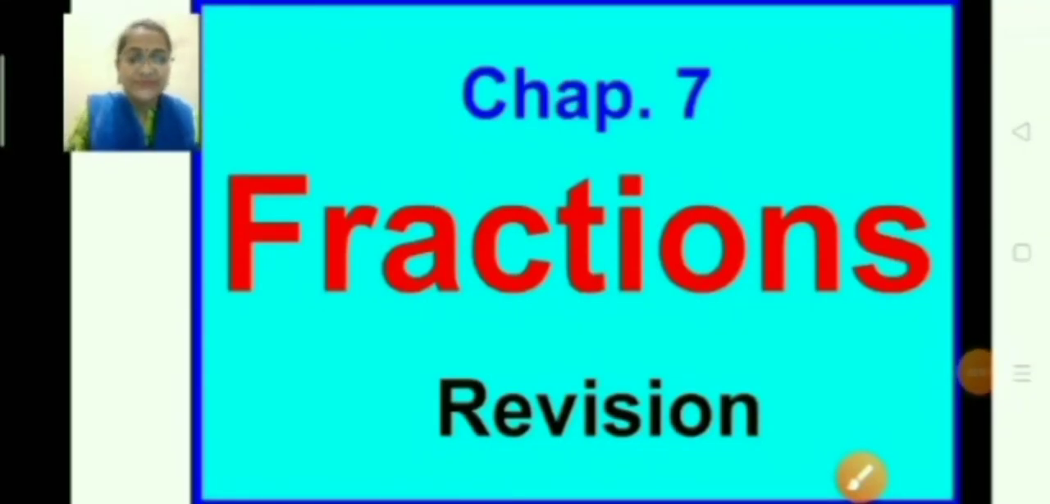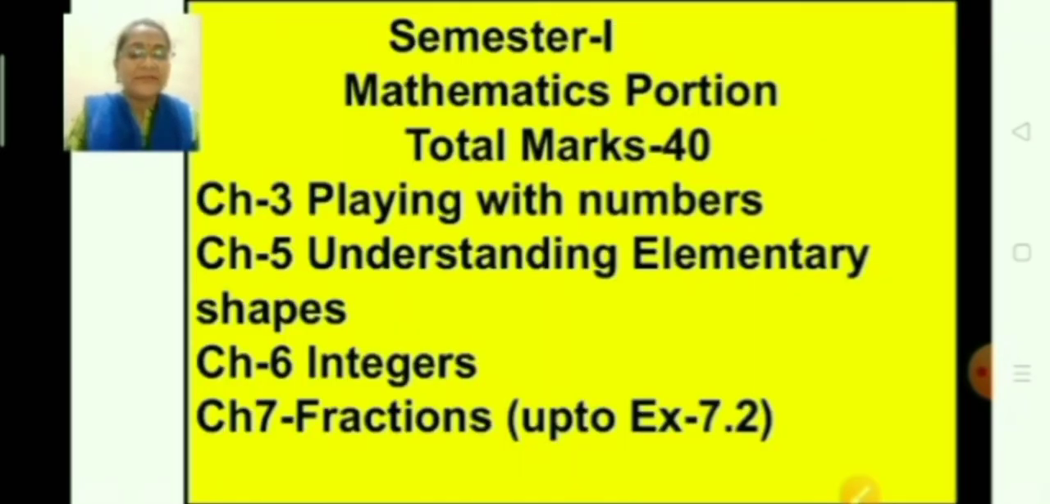Sai Ram students. Today we are going to revise chapter number 7, fractions. I wanted to discuss with you the paper pattern and portion once again. For your semester exam, the maths paper is of 40 marks and the portion is chapter number 3 playing with numbers, chapter number 5 understanding elementary shapes, chapter number 6 integers and chapter number 7 fractions up to 7.2.